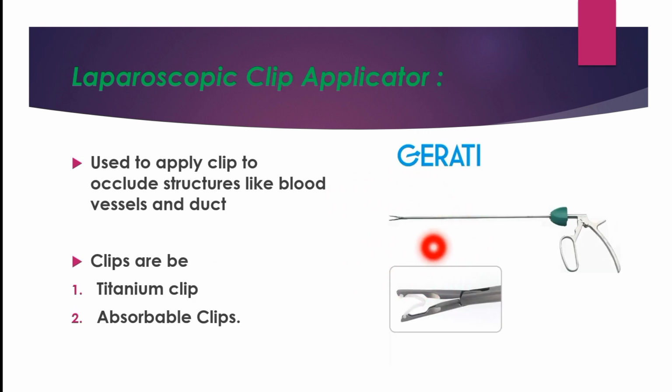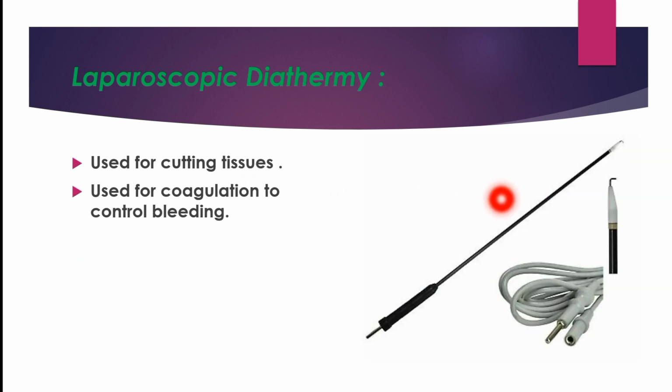This one is a laparoscopic clip applicator, and it is used to apply clips to occlude structures like blood vessels and ducts, and it is used in laparoscopic cholecystectomy to occlude the cystic duct and the cystic artery. And these clips are either titanium or absorbable clips. And the last one is a laparoscopic diathermy. And the laparoscopic diathermy is used for cutting tissues, and it is also used for coagulation to control bleeding. So that was all about the common surgical instruments.